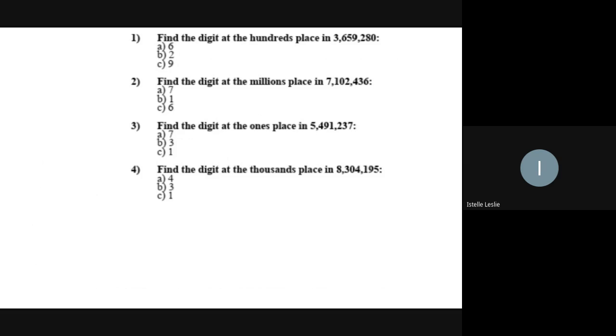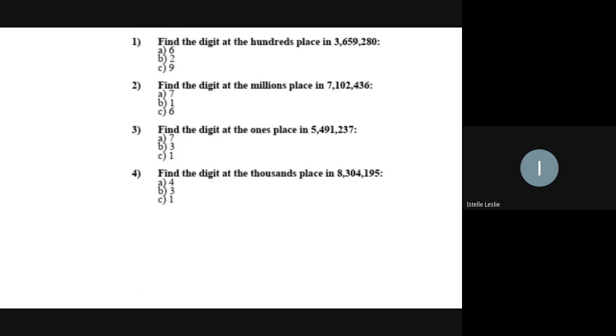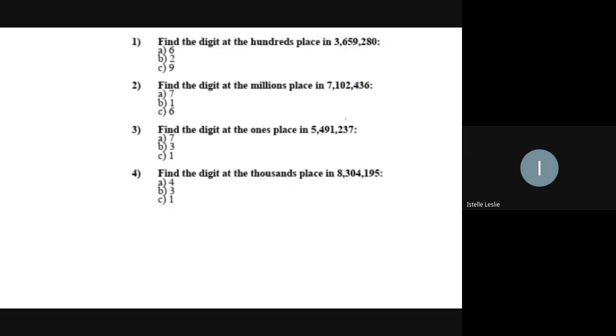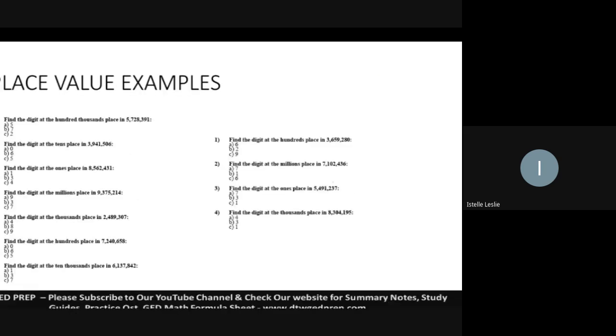Now we are at question 4. So maybe let me put a pen. Question 4. The digit at the thousands place. Okay. So yes, that's correct. So 4 is the correct answer, which is A. So thank you. So now we go to rounding numbers.